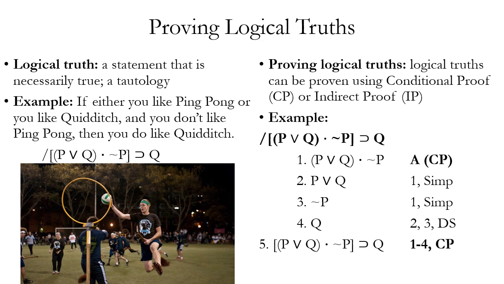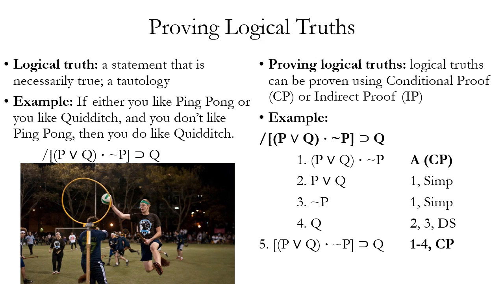If either you like ping pong or you like Quidditch, and you don't like ping pong, then you do like Quidditch. So we can actually prove logical truths with a natural deduction proof using the conditional proof and/or the indirect proof rules. And it will vary from case to case which rule we can use. So let's take that example of the logical truth we just saw.